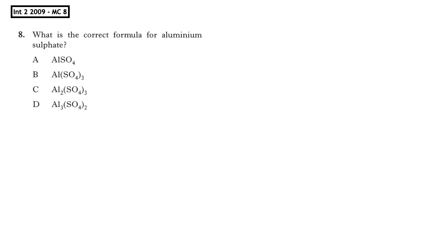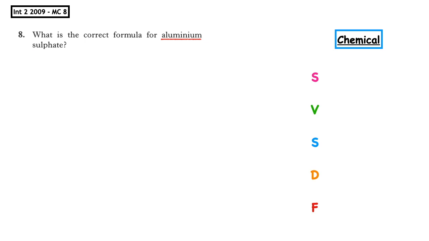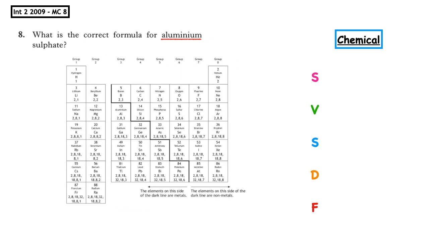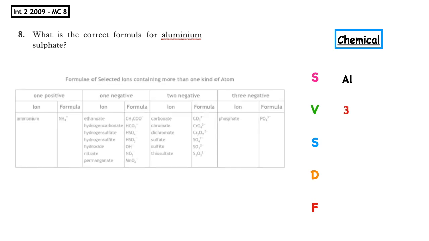This next past paper question is from the Intermediate 2 2009 multiple choice question 8. The question asks, what is the correct formula for aluminium sulfate? It's only asking for the formula, so we're going to be working out the chemical formula. We start off with our SVSDF. Symbol for aluminium is Al. It's found in group 3, valency 3.